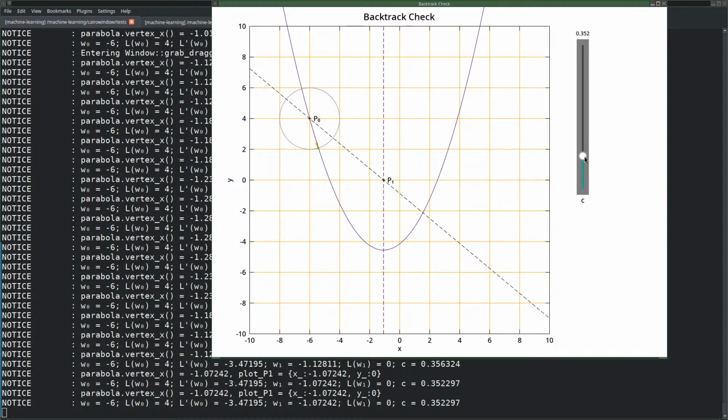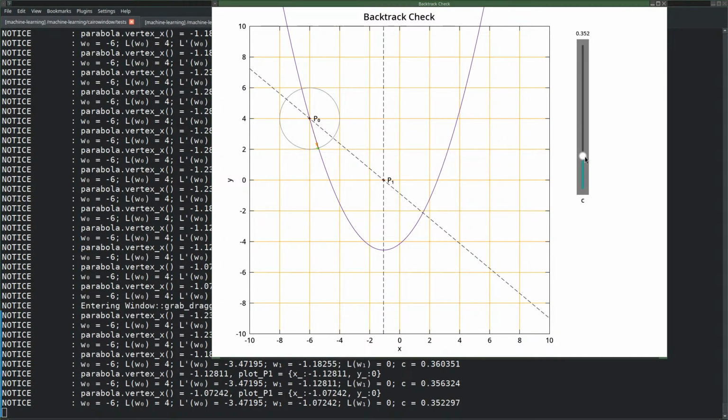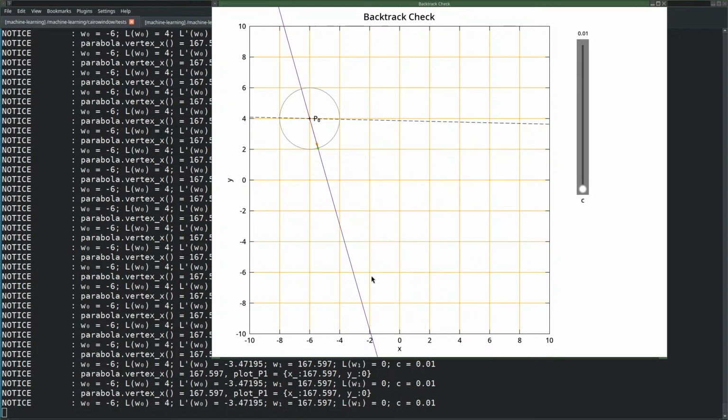So if I make C 0, then it is almost a straight line like this. I mean, then it is a straight line, but I can make it not 0, but only 0.01, so then it is almost a straight line.